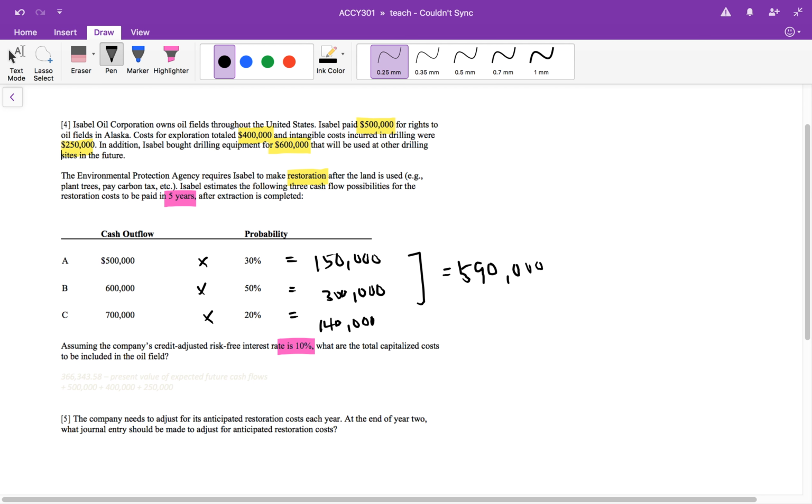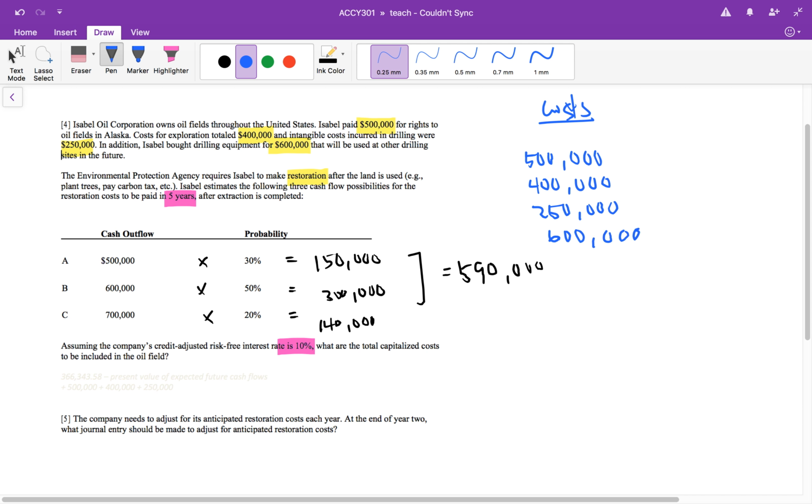And so using this number, well, first off, the total costs that were incurred are $500,000 in rights to oil fields, $400,000 in cost for exploration, $250,000 for intangible, and $600,000 in other drilling sites, plus our restoration. That would get our total amount of costs.